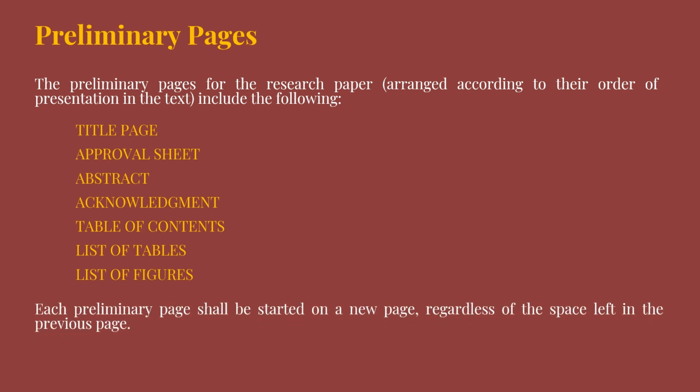Each preliminary page, take note, shall be started on a new page, regardless of the space left in the previous page. So it means that the title page must be on a separate page from the approval sheet. In the same way, the abstract should be on a separate page from the approval sheet, and so on and so forth. Each of these pages should have a unique page in your paper. Whether there's a lot of space left, don't worry about that. You still have to follow these guidelines.